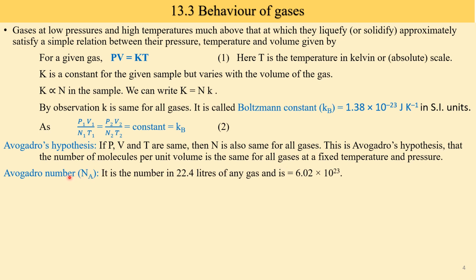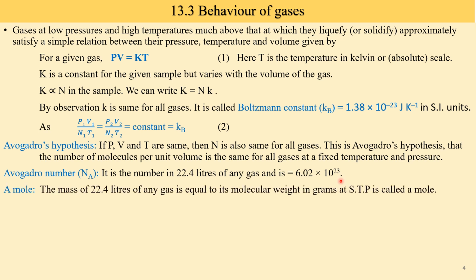The Avogadro number is represented by the symbol N subscript A. It is the number of molecules in 22.4 liters of any gas. Suppose we take a gas whose quantity is 22.4 liters in a container. Its value N_A is given by the number 6.02 × 10^23, and this is called the Avogadro number.